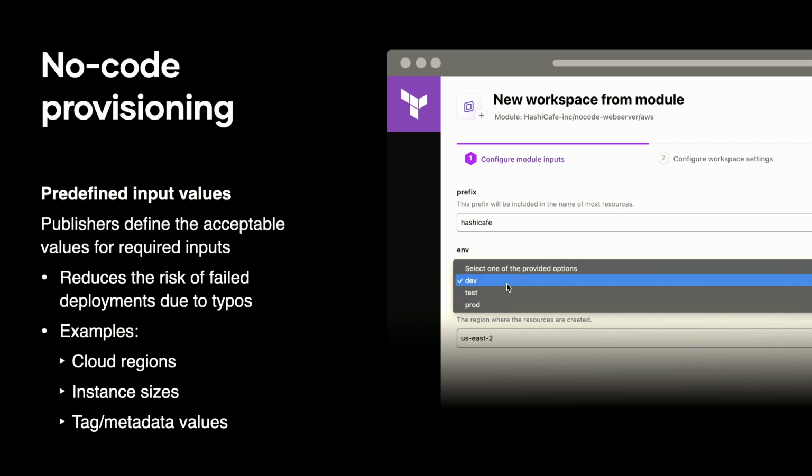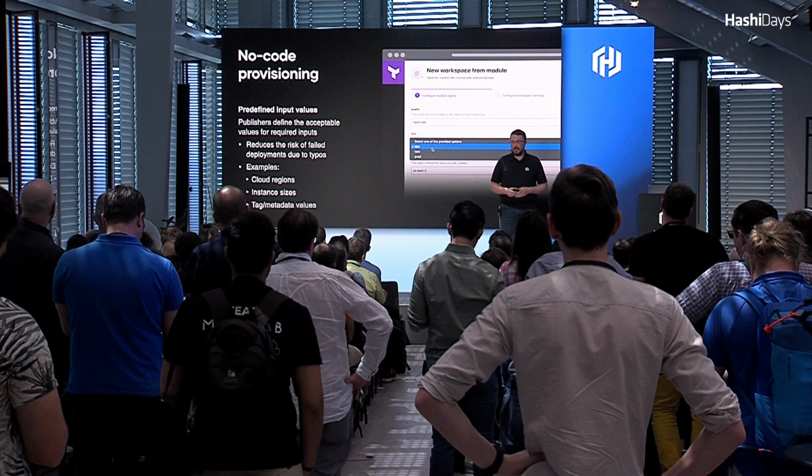A new feature that came along with the GA of no-code provisioning is the ability to define predefined input values for those module inputs. So now if you have certain values like cloud regions or instance sizes, things that you know to work with this module, again, reducing that user friction, reducing the chance of hitting those provisioning errors that are going to stop a provision, cause a ticket to come to your team. You can now pre-fill those valid values and users just pick from a dropdown.